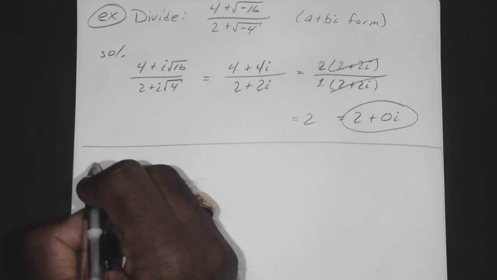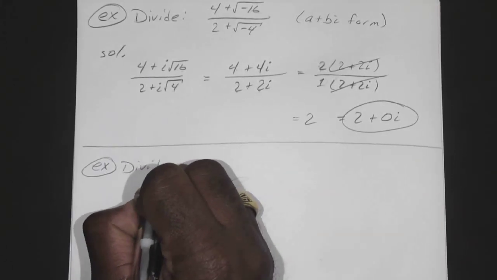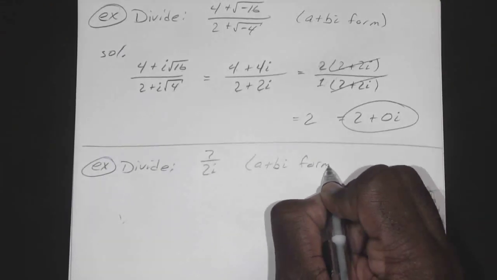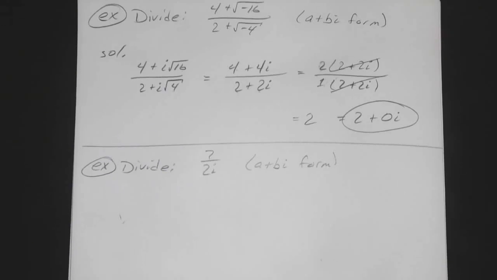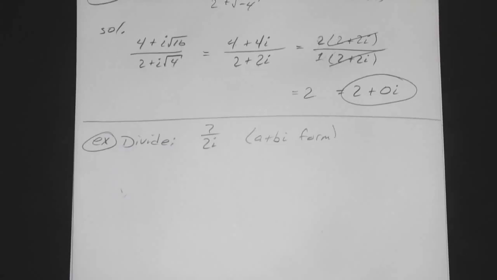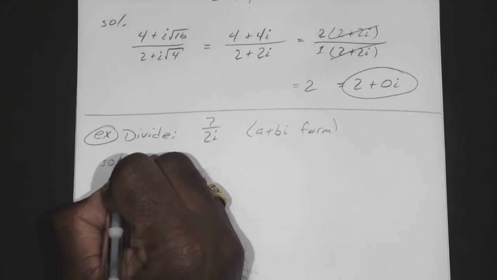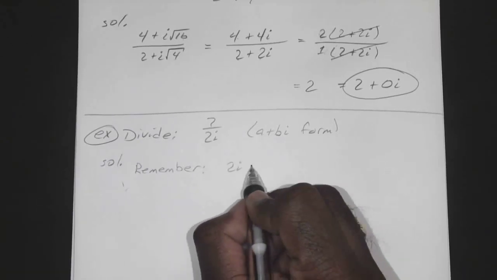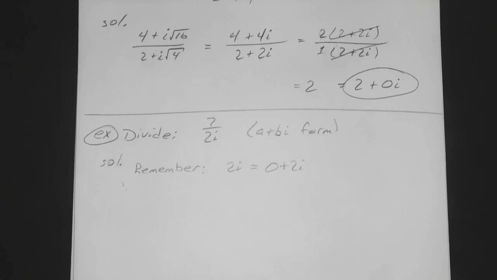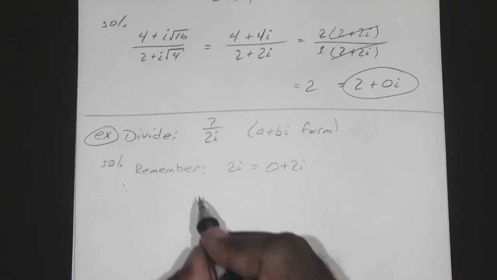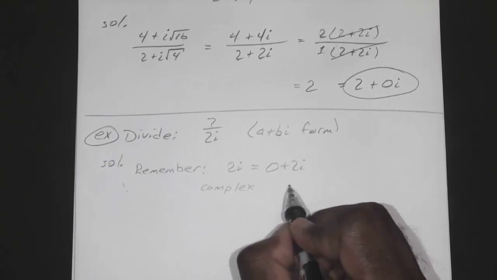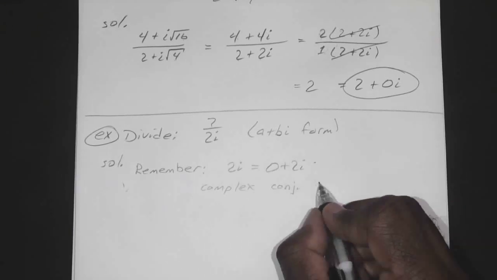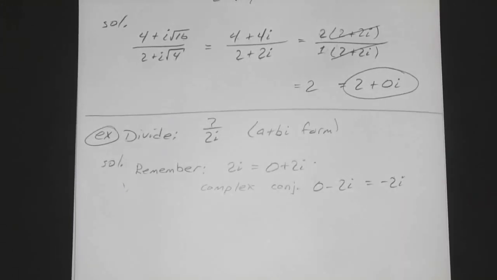Okay, so what if we wanted to divide 7 over 2i, and we want it in a plus bi form? With this one, if you remember, 2i is just 0 plus 2i, which means 0 minus 2i is the complex conjugate, which is just negative 2i.